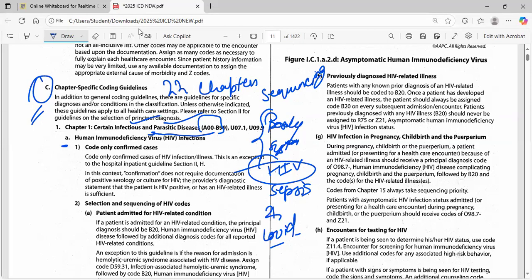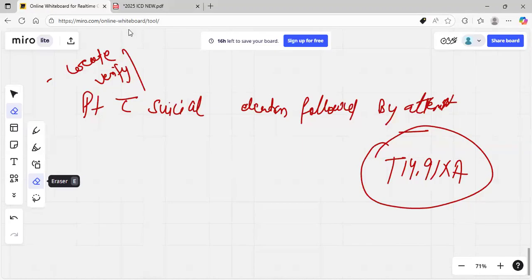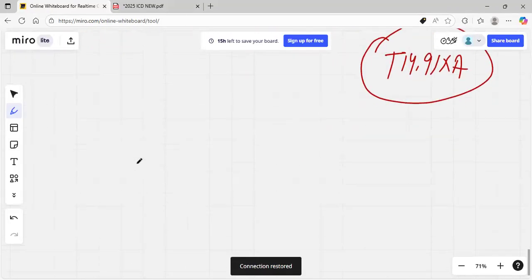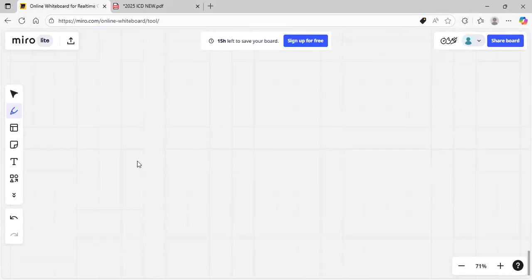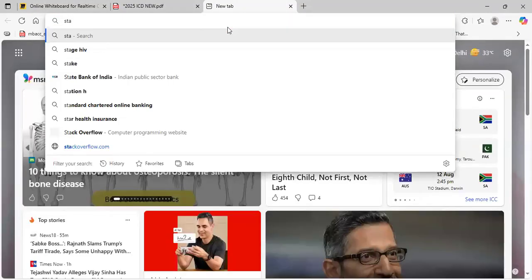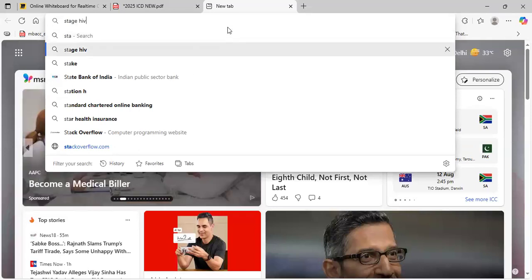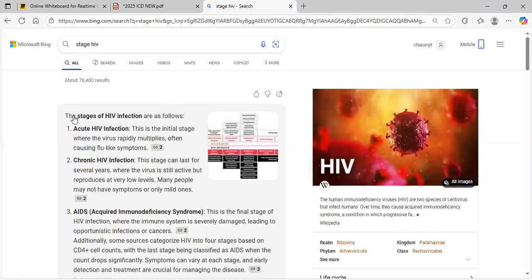So HIV stands for Human Immunodeficiency Virus. We have 3 stages of HIV. I'm going to pull that up. So the code varies based on the stage of HIV.